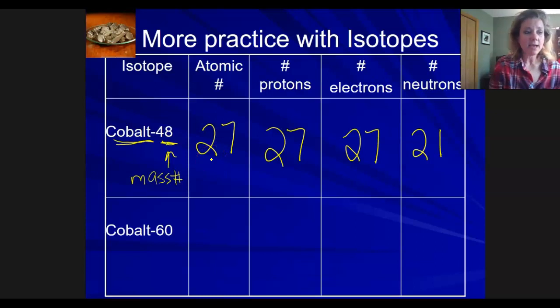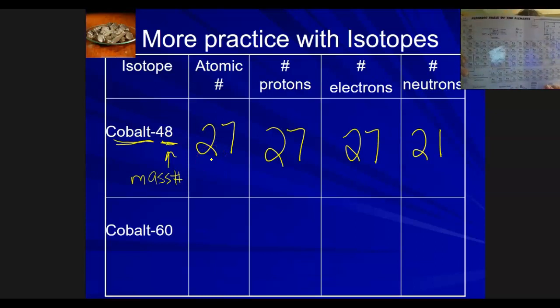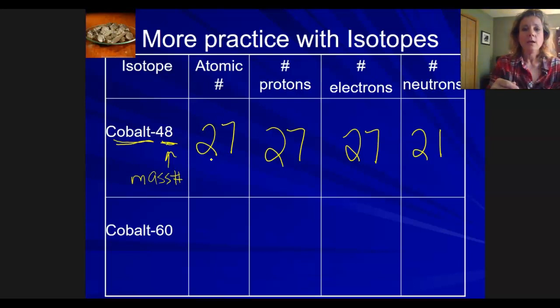How do we find the atomic number? We have to find cobalt on the periodic table. Our atomic number for cobalt is 27, which means that's how many protons we have. And the electrons have to equal the protons. So our first three numbers here are 27.